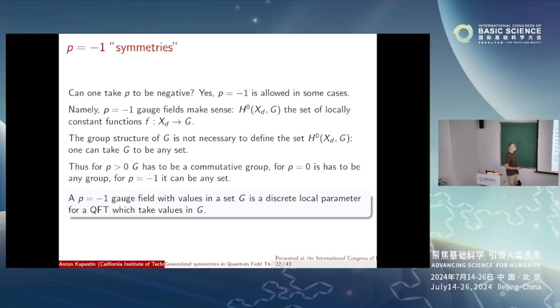One can also let P equals minus 1 in some cases. For example, with P equals minus 1, you cannot do it for unitaries, but for these networks, you can consider H^0 of spacetime, which definitely makes sense. What is that? Well, just the set of locally constant functions from your spacetime to this G. And to define this, you don't even need G to be a group. You can consider G to be any set.